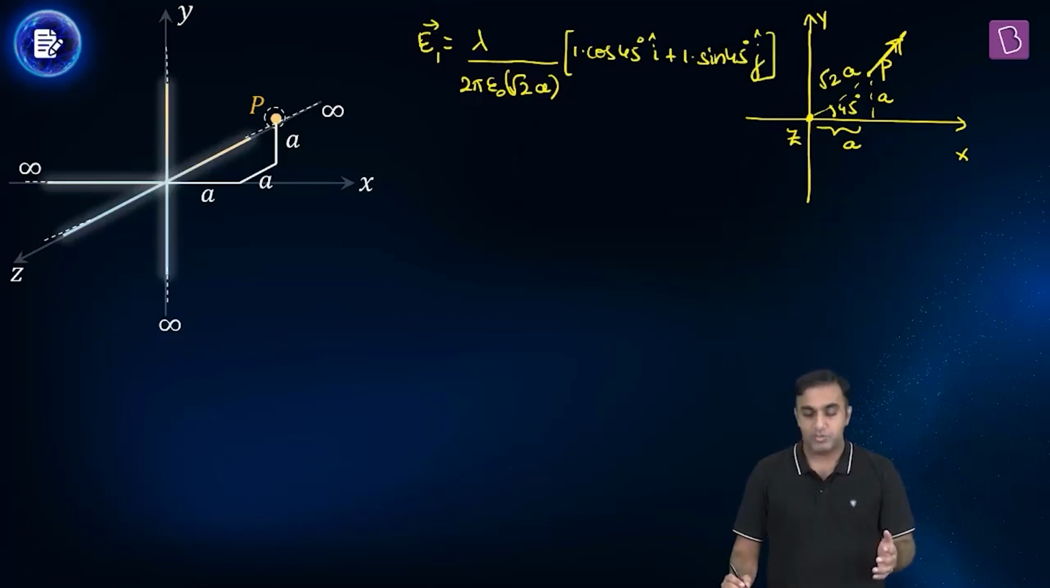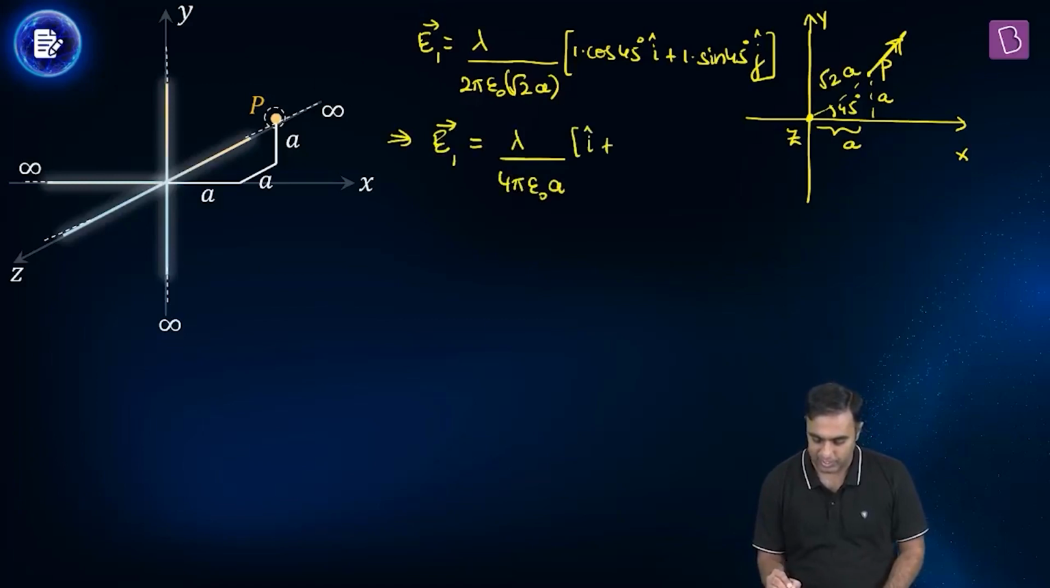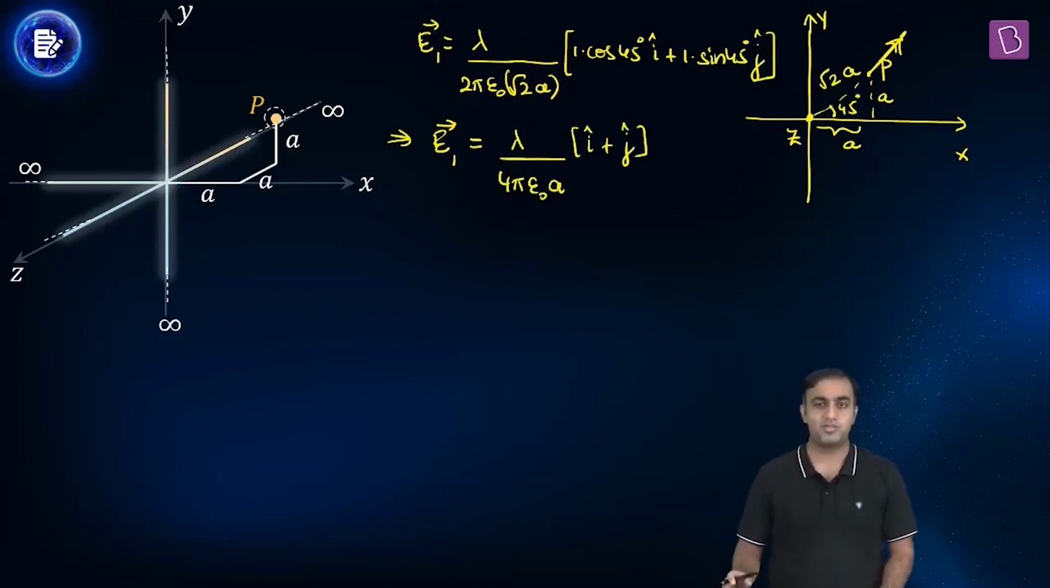What will that give us? Cos 45 degrees is 1 by root 2, sin 45 degrees is 1 by root 2. Root 2 will come common in the denominator, and that into root 2 will make it 2. There is another 2 sitting there. So, your E1 vector will turn out to be lambda divided by 4 pi epsilon naught A into i cap plus j cap. Do you see a pattern here?